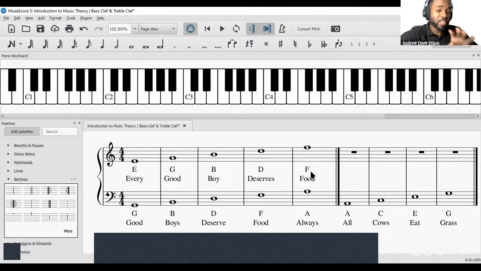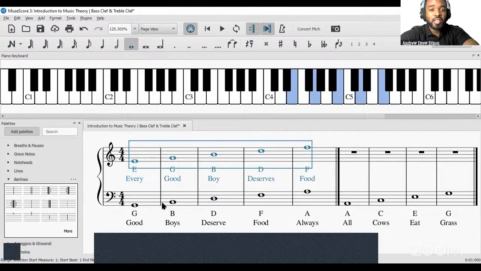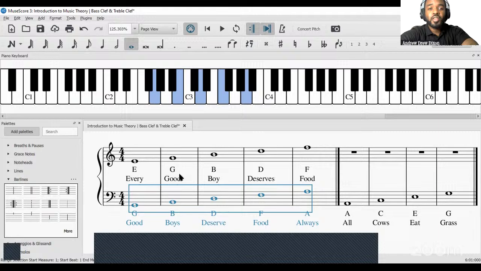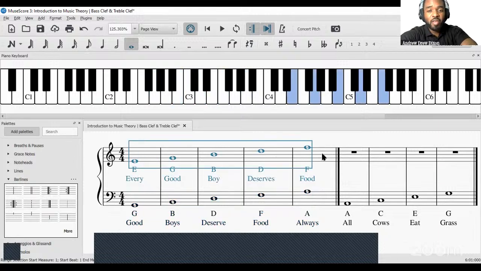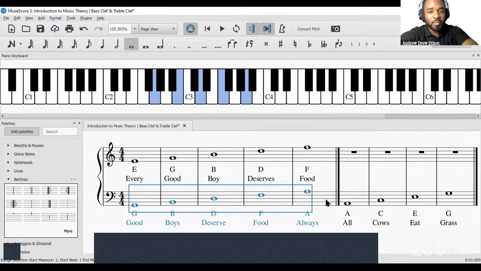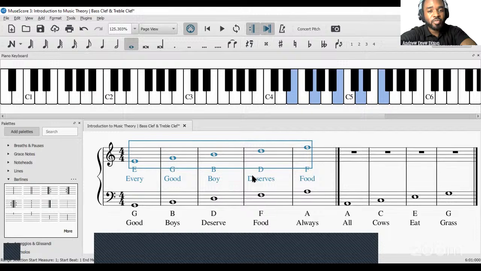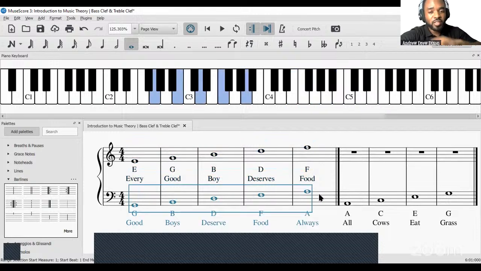Do you notice there's a difference between the notes on the treble clef as opposed to the notes on the bass clef? The notes on the treble clef, we start with E and we end with F. But the notes on the bass clef, we start with G and we end with A. So for the treble clef, it's Every Good Boy Deserves Food. And for the bass clef, it's Good Boys Deserve Food Always.